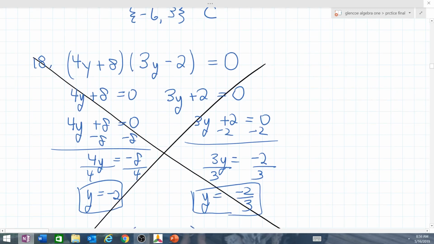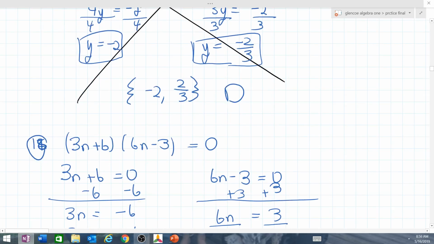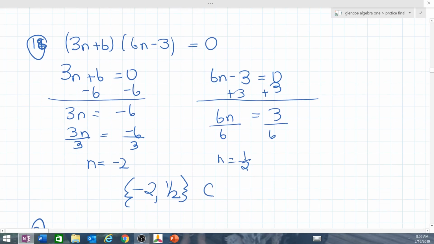Anybody need 18? Actually, that was not our problem. Sorry, 18, this was our problem. 3n plus 6 times the quantity 6n minus 3 equals 0. Write and solve 2 equations. 3n plus 6 equals 0. Subtract 6 from each side. 3n equals negative 6, n equals negative 2. 6n minus 3 equals 0. Add 3 to each side. Divide by 6, n equals 1/2.